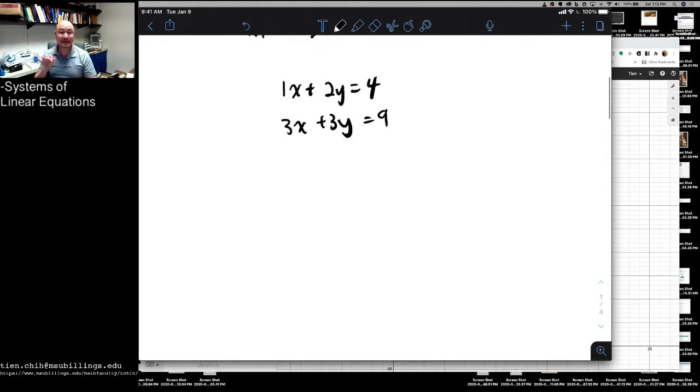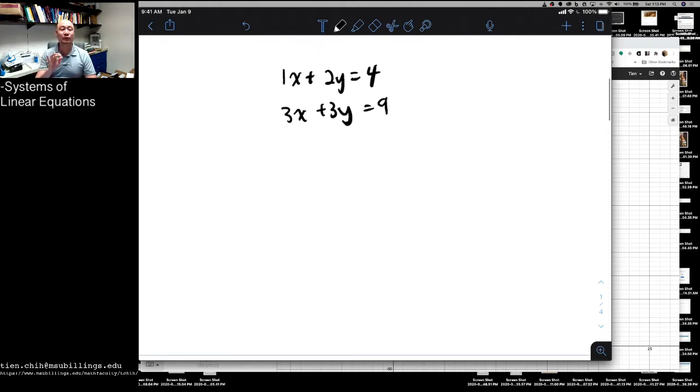Right? This is a simpler system than the one we wrote before. This is a 2 by 2 system, 2 variables, 2 equations. And so what we're looking for is a value for x and a value for y that satisfy both of these equations, meaning that x plus 2y is 4 and 3x plus 3y is also 9.